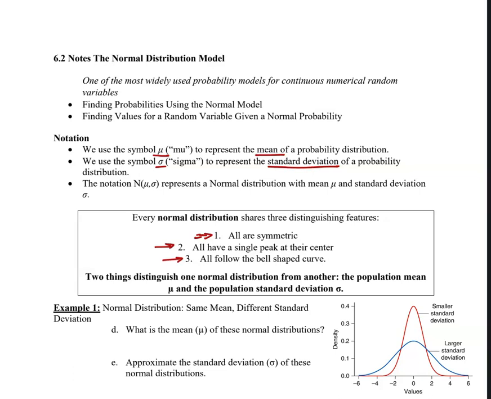distribution. Sometimes I'll use this notation where I use a capital N and then parentheses and then a number, comma, another number. The first number is always the mean. The second number is always the standard deviation.